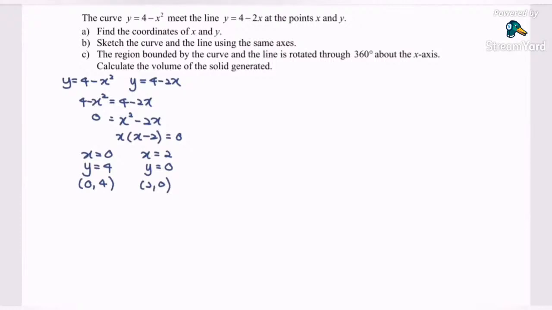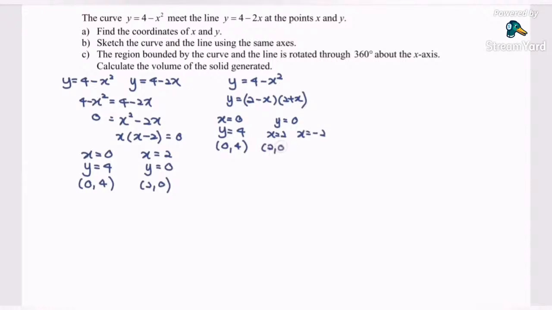Next, we are going to sketch the curve and the line using the same axis. So as we all know, y is equals to 4 minus x squared. Y is equals to (2 minus x) multiplied with (2 plus x). So meaning that when x is equals to 0, y will be equals to 4. So here we have the y-intercept. When y equals to 0, x will be equals to 2, x will be equals to negative 2. So we will have (2, 0) and (negative 2, 0) as the x-intercepts.